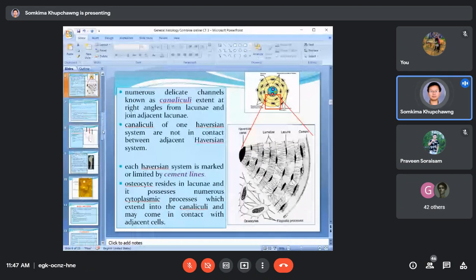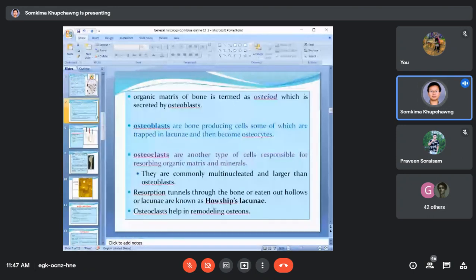Next point is the osteoid. So what is osteoid? The organic matrix of the bone is termed the osteoid, which is secreted by the osteoblast. The organic matrix part of the bone is known as the osteoid, and it is secreted by the osteoblast.